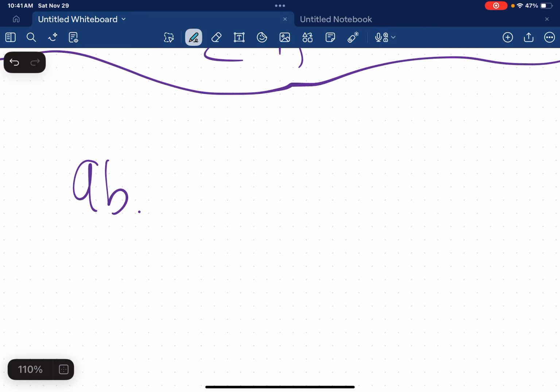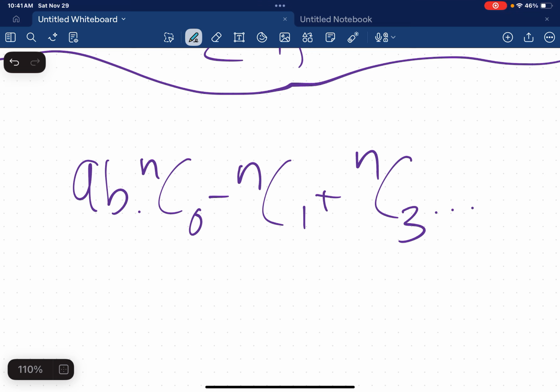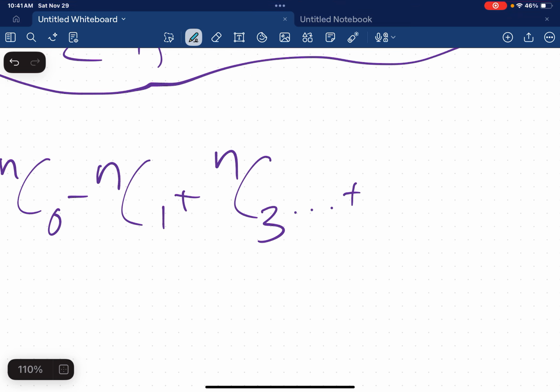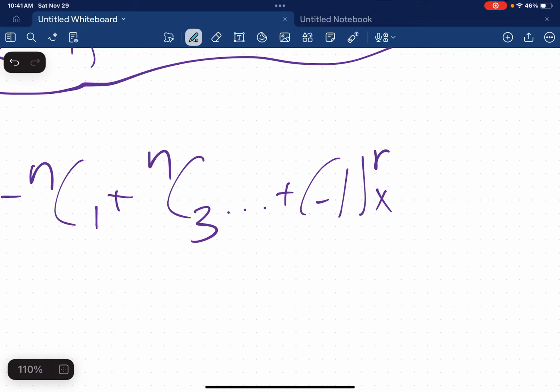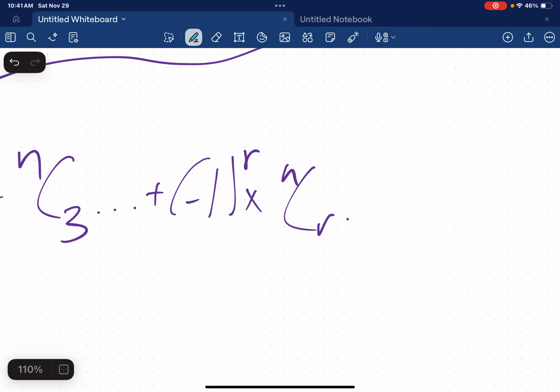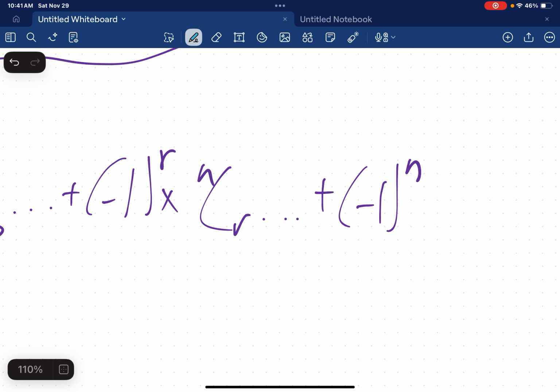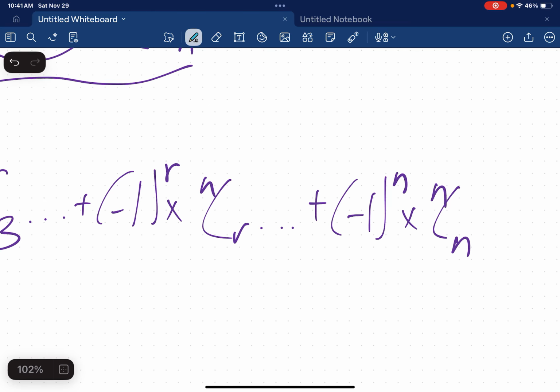9b is saying that we have n choose 0 minus n choose 1 plus n choose 3, dot, dot, dot, plus (-1) to the r times n choose r, dot, dot, dot, plus (-1) to the n times n choose n.